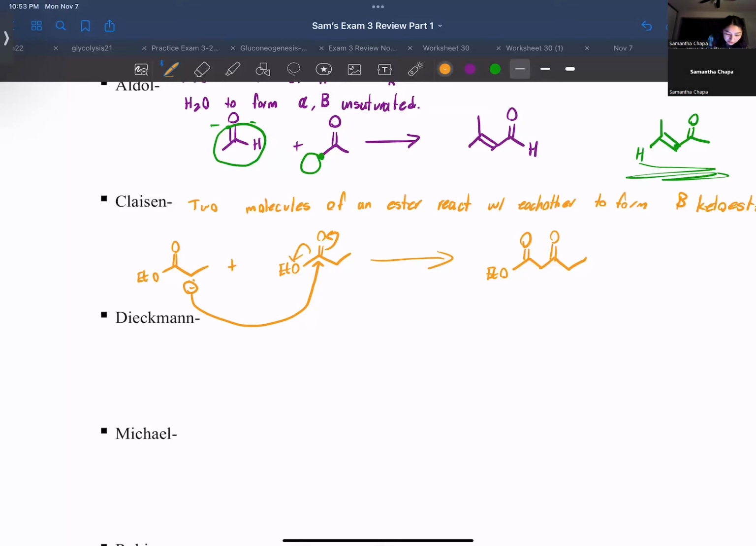So then we're left with this whole group, which I just circled on this side, as well as this group right here, which is just this group right here. So then one of the esters is going to leave, but everything else stays the same. Remember, locate your alpha carbons because that's what we're dealing with.